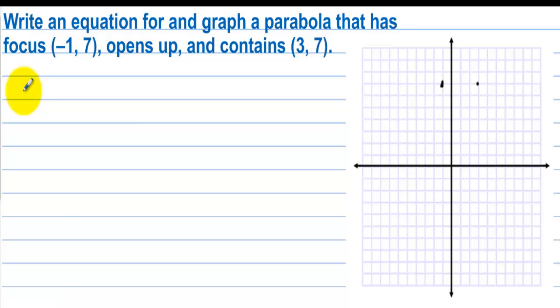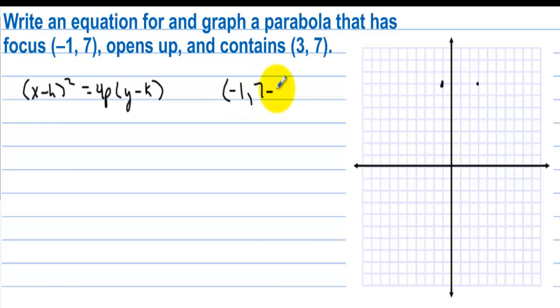Let's write what we know. We know that it opens up. That means x is being squared: (x - h)² = 4p(y - k). Now the h and the k are the vertex. Well, if this thing is opening up, this vertex is below the focus somewhere. Now the focus is the point (-1, 7), so the vertex will be -1. It will be lined up vertically with the focus, and we'll have 7 minus some p. So if p is 5, then this one will be down at 2.